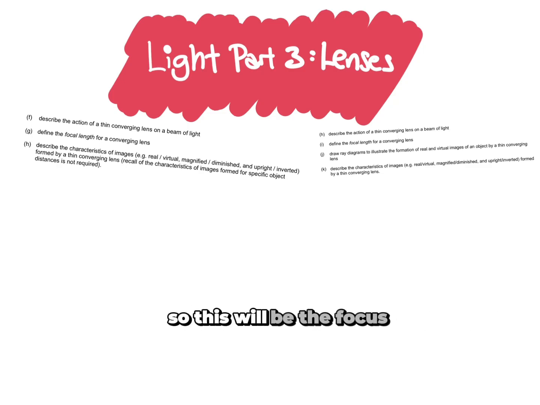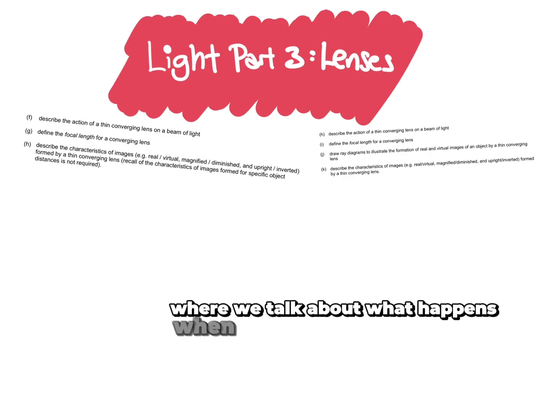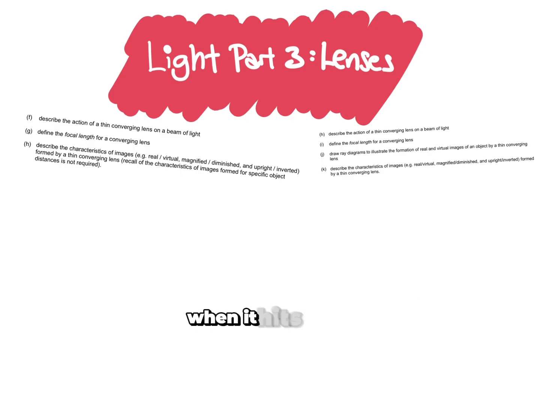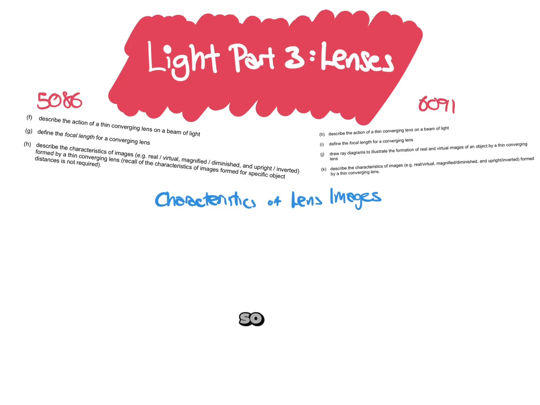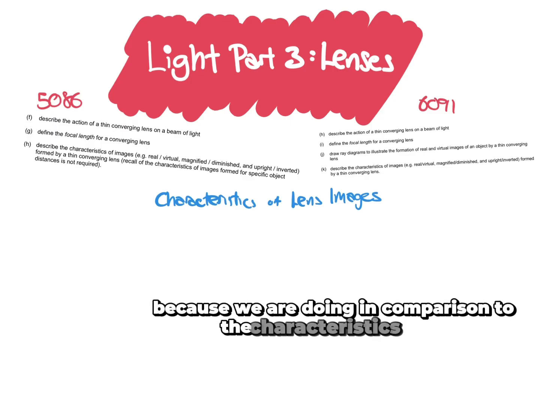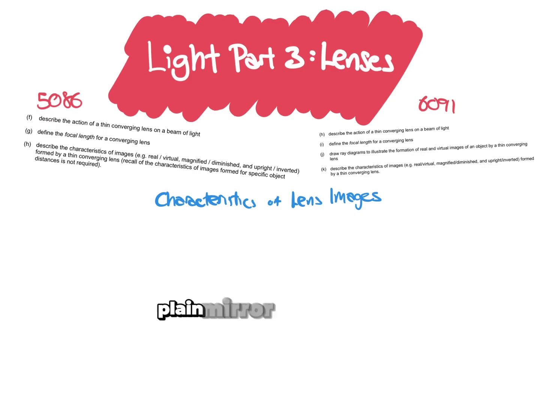So this will be the focus in this video, where we talk about what happens when the beam of light converges when it hits the converging lens. I'm not talking about focal length in this video. I'm focusing more on the description of the characteristics of the image. It's written this way because we are doing it in comparison to the characteristics of plane mirror images.